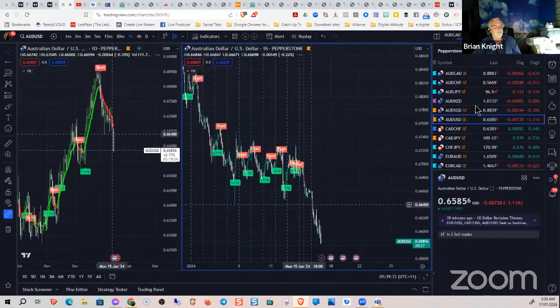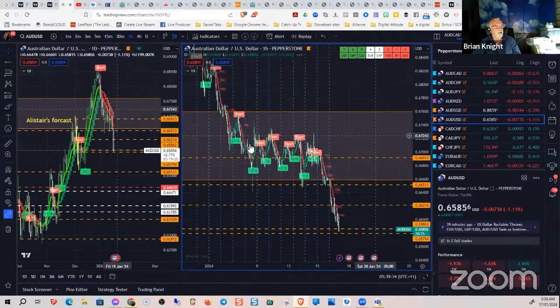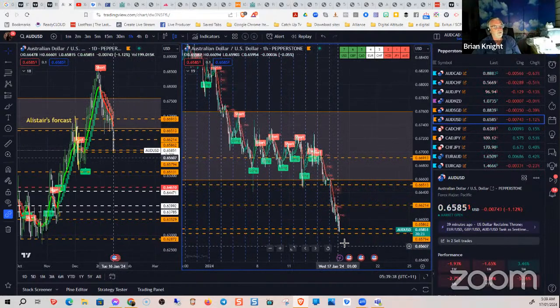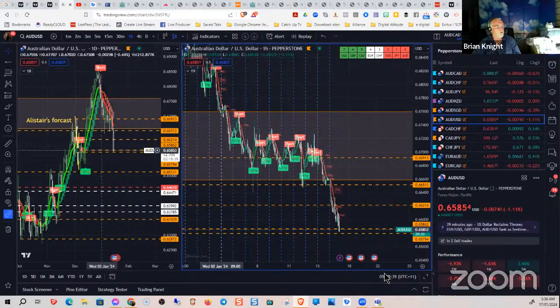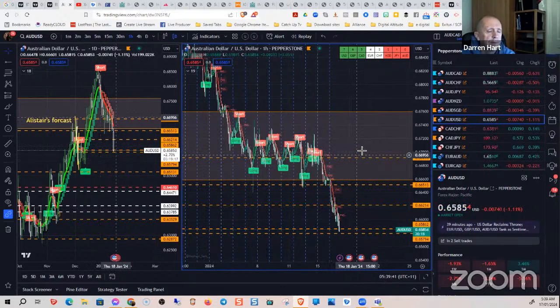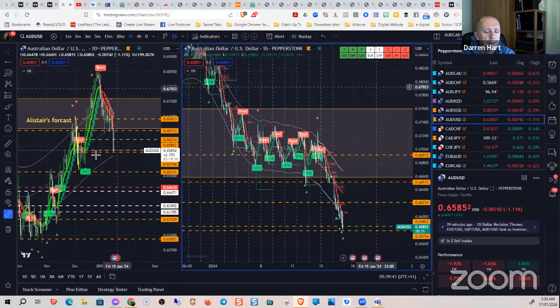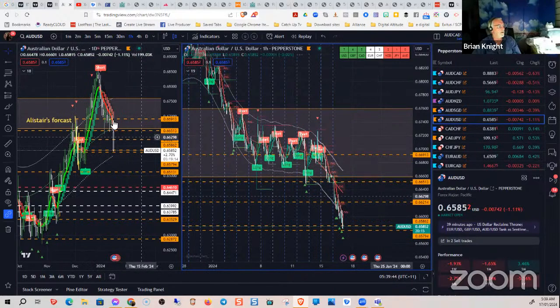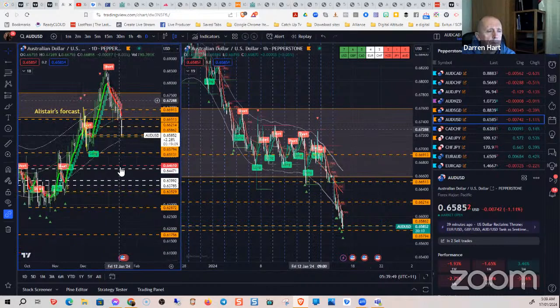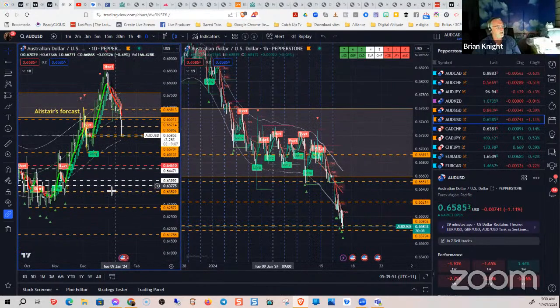AUD Singapore, AUD USD out of consolidation, nice big drop, broke structure, beautiful. It's going to do the pullback, and then there's more room to move. I still think it's got room to move all the way back down here.